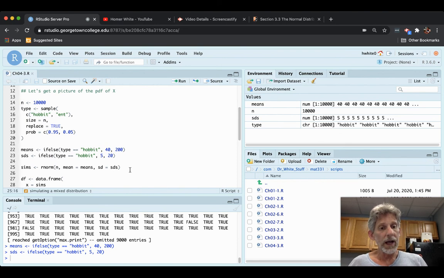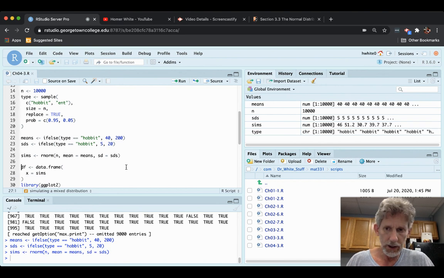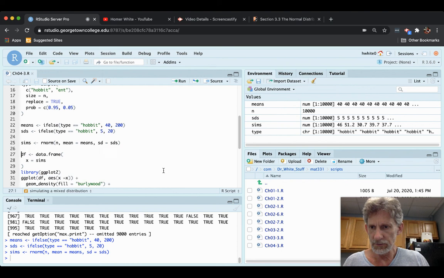And so what happens is 10,000 times it's going to grab a normal random variable, but sometimes it's grabbing a normal 40, 5, and sometimes it's grabbing a normal 200, 20. Ready, go. And it happens almost instantaneously. So here are my sims, and you can see starting off, it looks like it's all Hobbits, around 40 inches high. But there are going to be some things around 200 inches high, which are the ents.